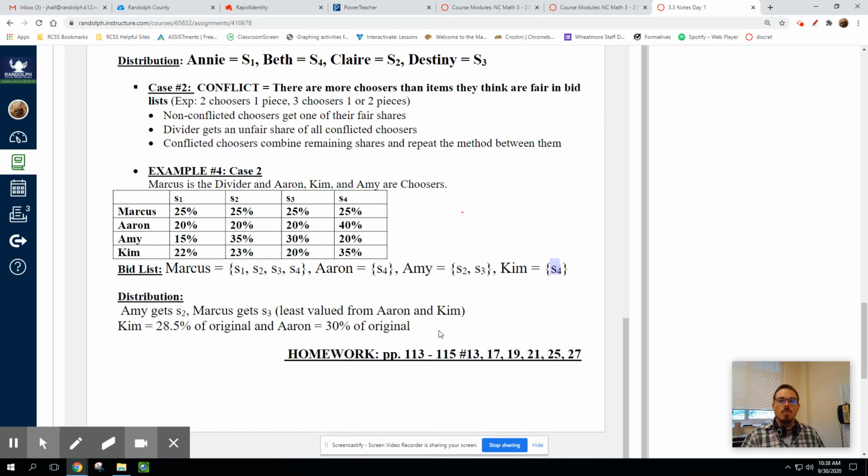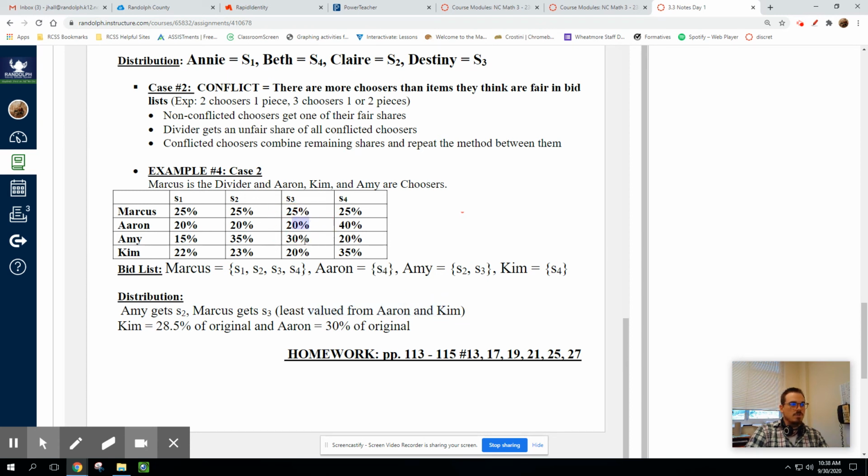So here's how we distribute to begin with, because we're going to have to do it again, right? We're going to have to redo. Amy's going to get S2. Marcus is going to get S3. Why? Because Amy likes S2 the most out of hers, and nobody cares about S2 besides maybe Marcus. So Amy gets that one. That's the one you like the most. The other two don't care about it. You can have it. Marcus is going to get S3 because it's the least valued between Aaron and Kim.